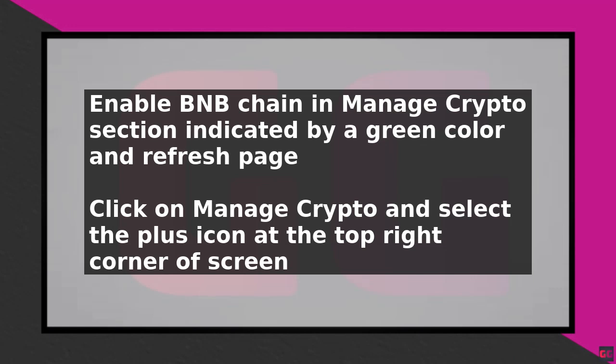Once you've located your BNB Smart Chain, click on Manage Crypto, then select the plus icon at the top right. Make sure it's set to Token, and change the network from Ethereum to BNB Smart Chain.